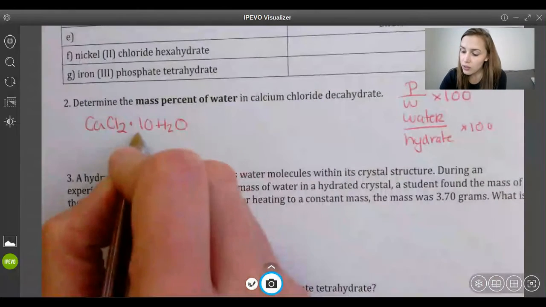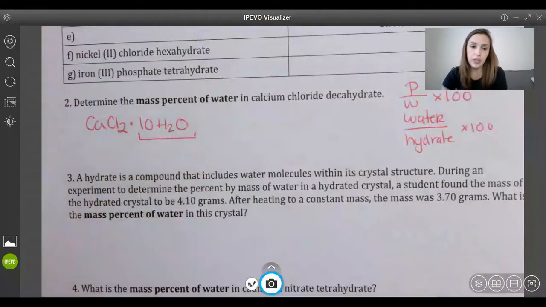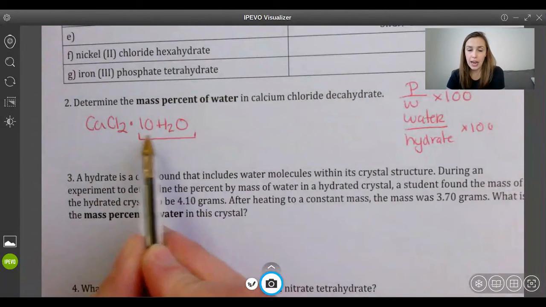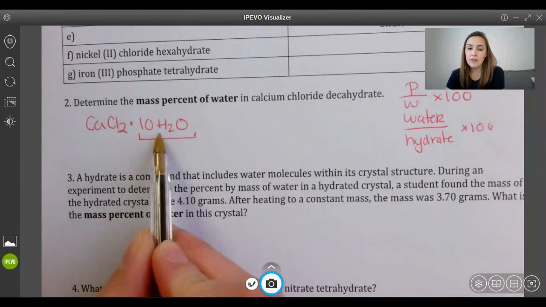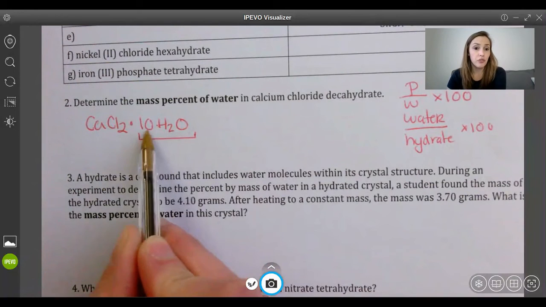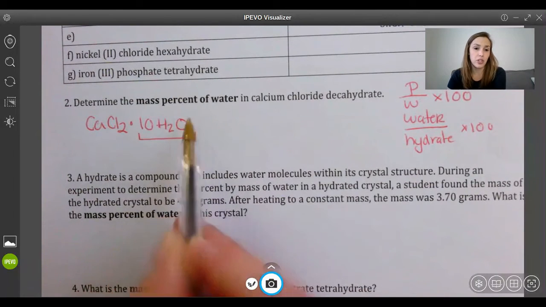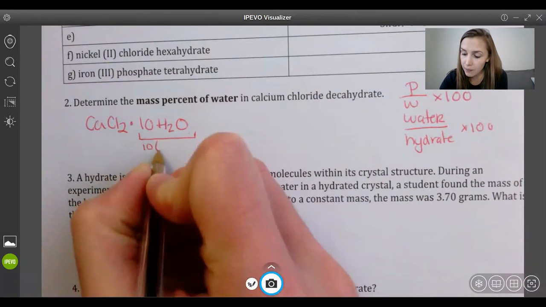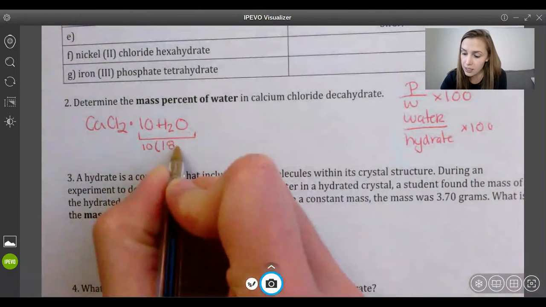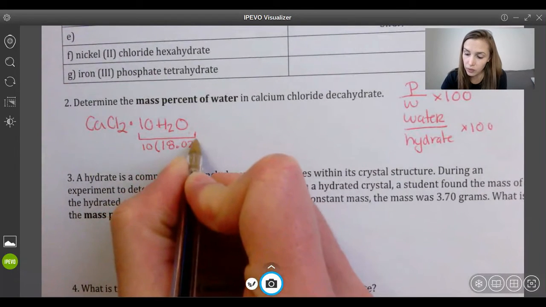Okay, so in order to find the water, I'm looking at my 10 waters. I personally like to add up the mass of H2O first and then multiply by 10. I find that if I separate it by hydrogen and oxygen, students will get the 20 hydrogens and then they'll just do 1 oxygen. They'll forget that the 10 applies to the oxygen. So I prefer to do 10 times the molar mass of water, which is going to be 18.02.